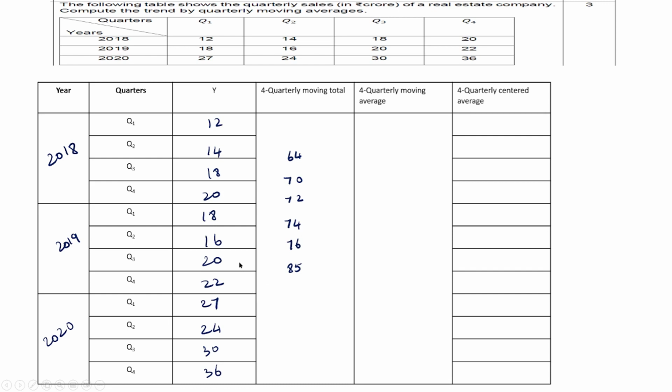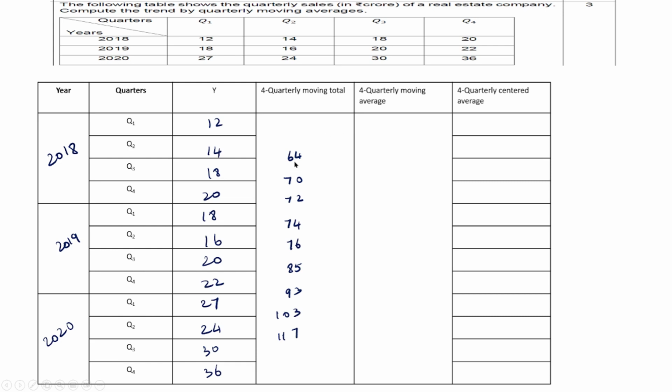Then the next value was the sum of 16, 20, 22, 27, which is 85. And after that we have 20, 22, 27, 24. The sum of these is 93. Next we have the sum of 22, 27, 24, 30. It is 103. Then we have 27, 24, 30, 36, which is 117. And then the 4 quarterly moving averages.